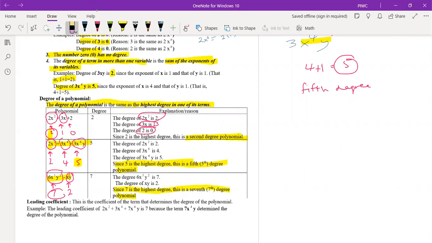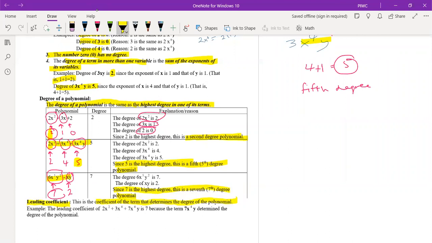So that's how you determine the degree of the whole polynomial. Now, finally, we want to talk about what we call the leading coefficient. What is the leading coefficient? This is the coefficient of the term that determines the degree of the polynomial. Okay, so let's look at this example. What would be the leading term of 2x squared minus 3x^4 plus 7x^4y?